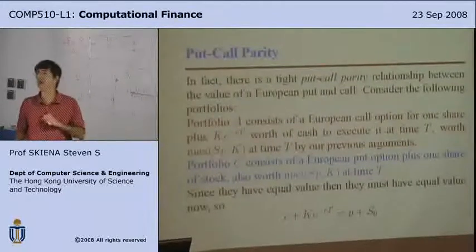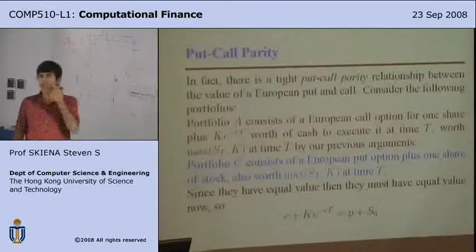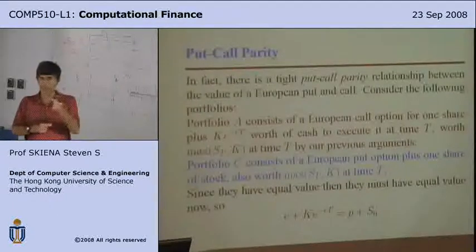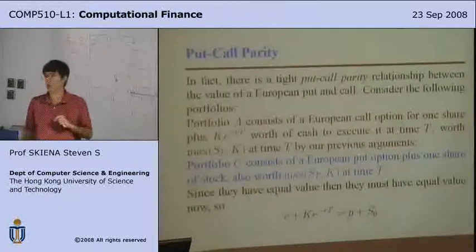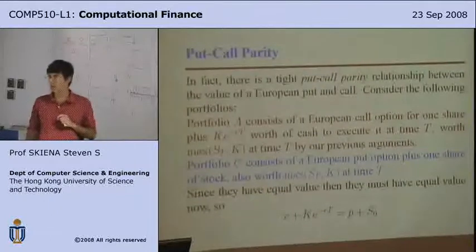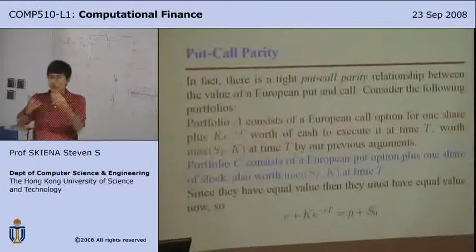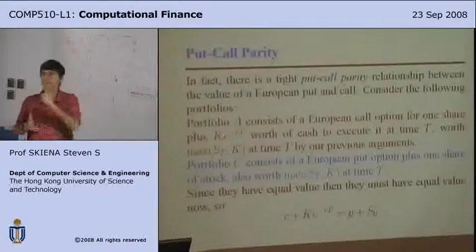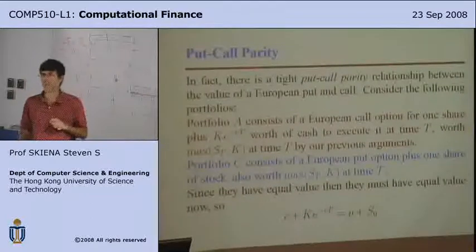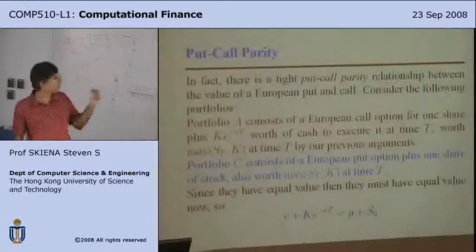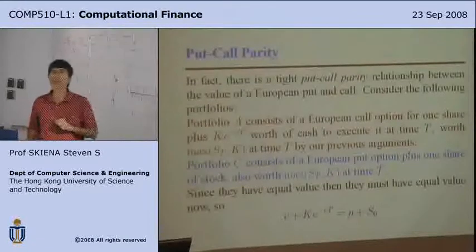And the answer is yes. Because if not, it means that one of these things is either under or overpriced. Right? Because the payoff in the future is fixed. It's the same for both of them, exactly the same. So the current value of these things must also be the same.